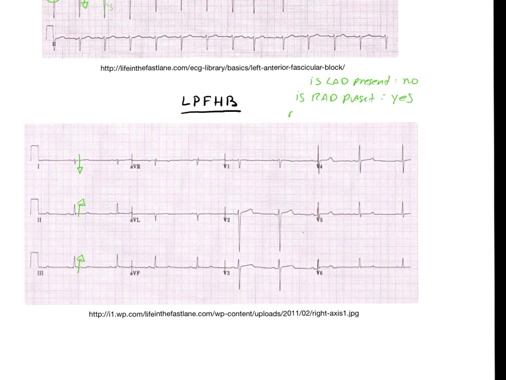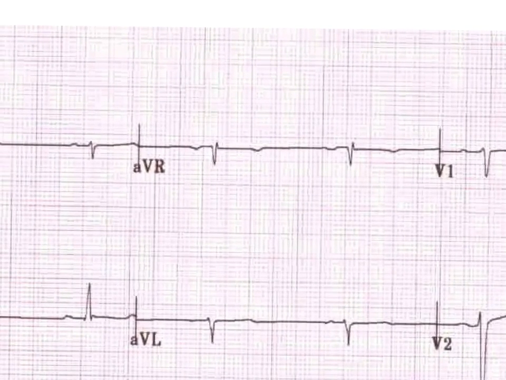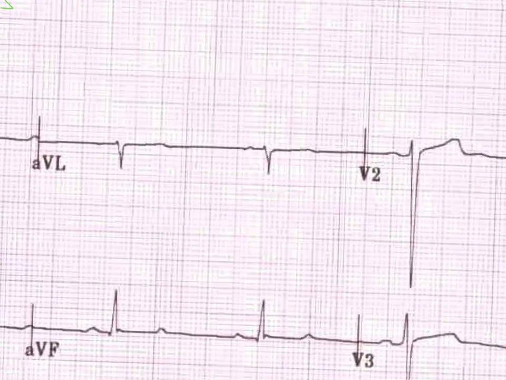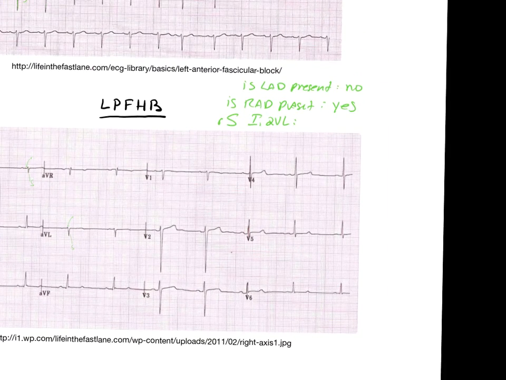Okay, and then where do we go from there? RS morphology, little r, big S in aVL and the high lateral leads. Good. RS in 1 and aVL. So let's look at 1 here. There you go. You got your little r and your bigger S there. Let's move down to aVL. Small little r, big S. You guys agree? Bam. So what does that give us? Left posterior fascicular hemiblock. Good.